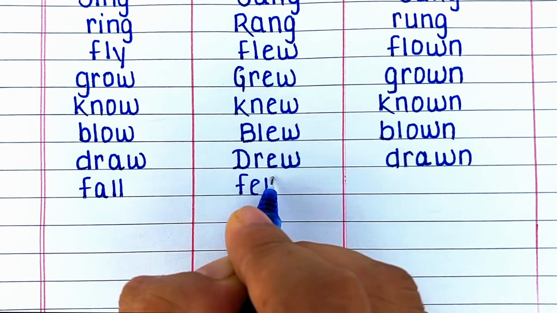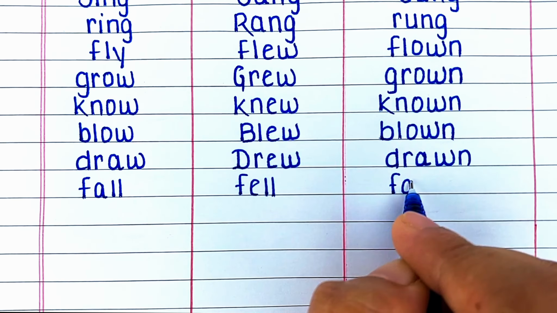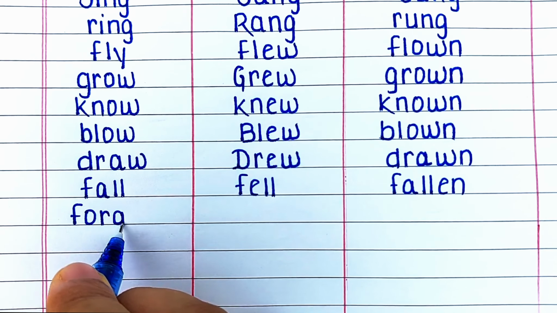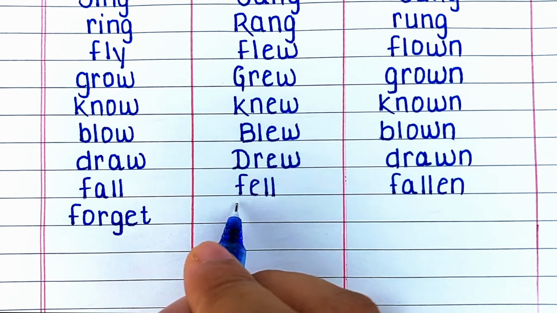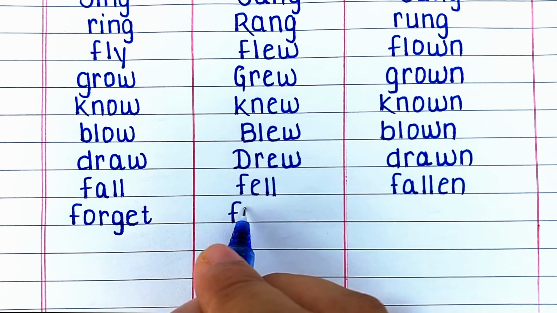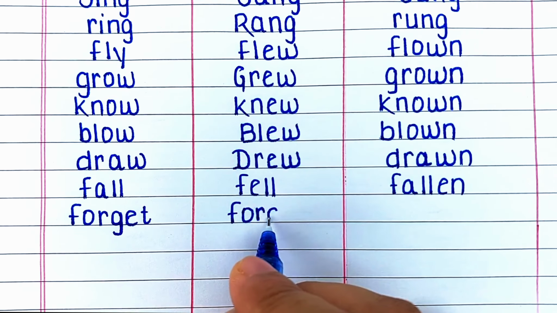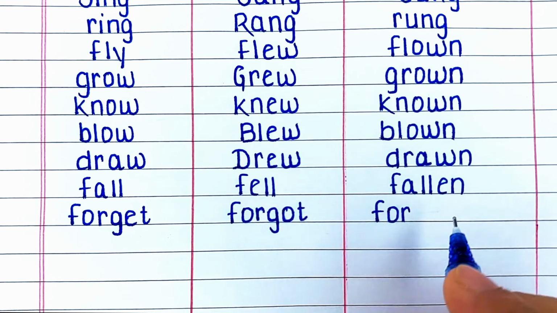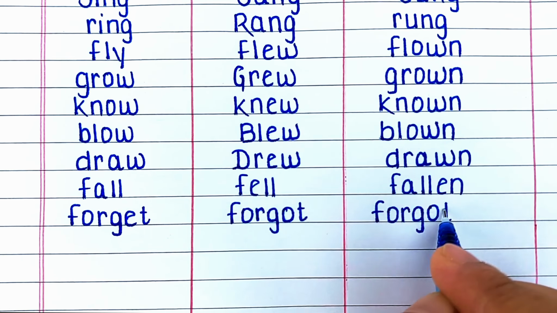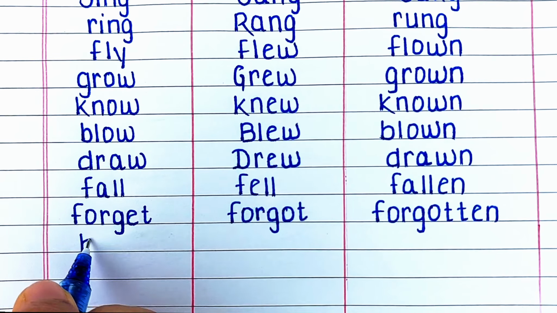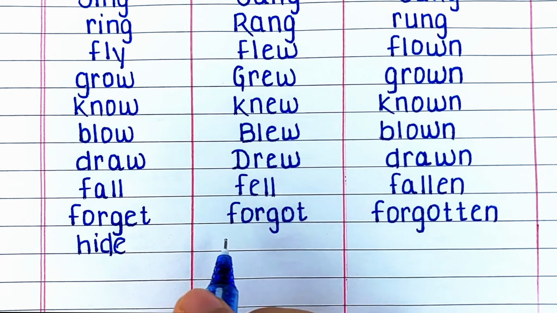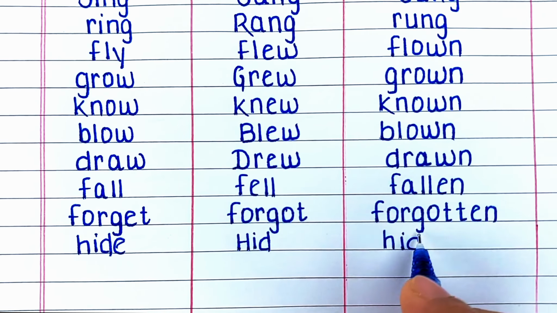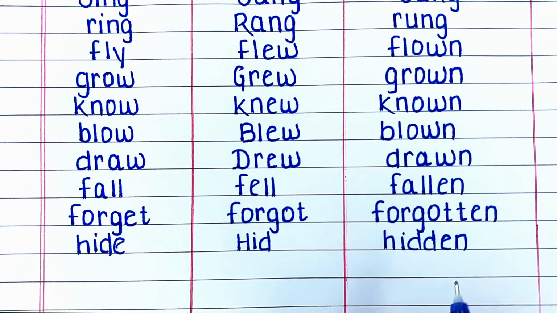Next verb is fall. Its V2 form is fell and V3 form is fallen. Next verb is forget. Its V2 form is forgot and V3 form is forgotten. Next verb is hide. Its V2 form is hid and V3 form is hidden.